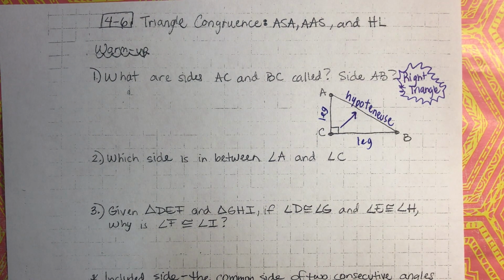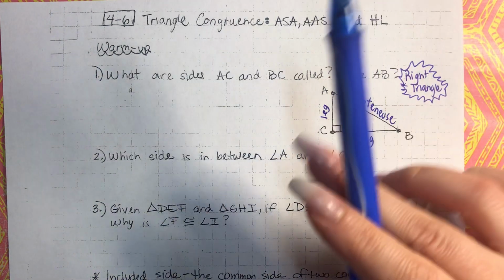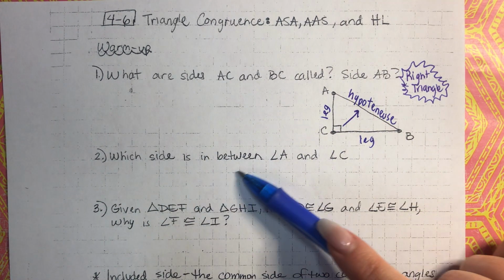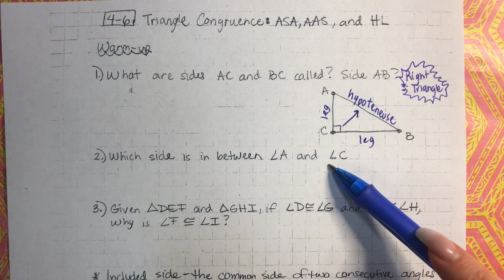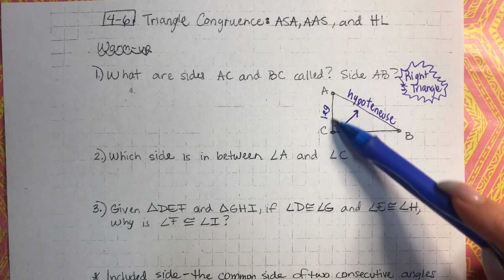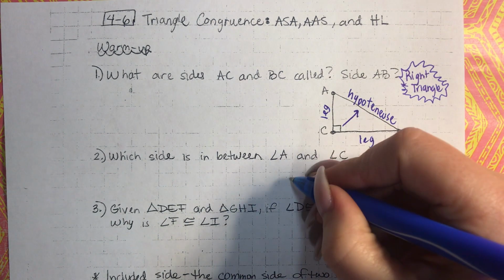So that's it. Okay. This one says, which side is between angle A and angle C? And the side between those is called AC.